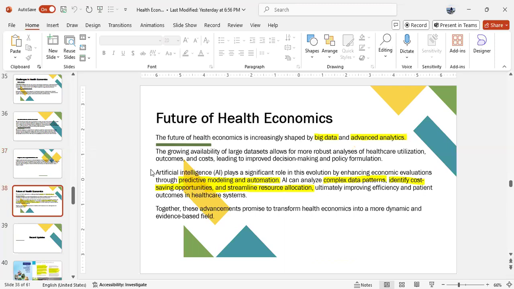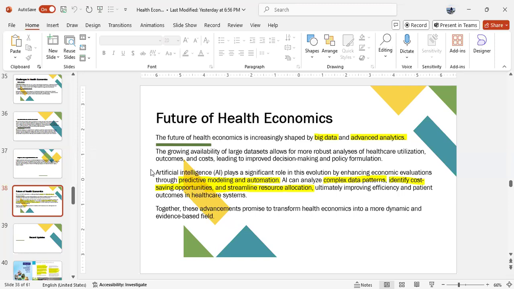Now, future of health economics. The future of health economics is increasingly shaped by big data and advanced analytics. The growing availability of large data sets allows for more robust analysis of healthcare utilization, outcomes, and cost, leading to improved decision making and policy formulation.